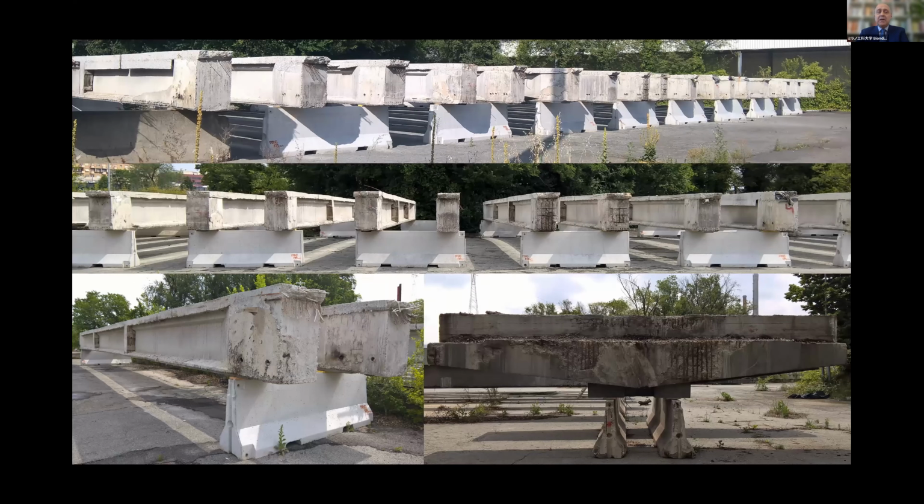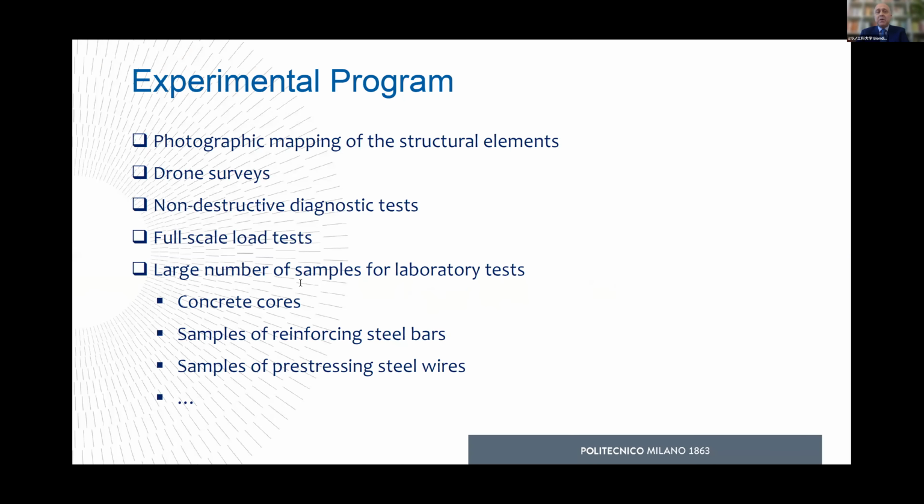The activities to be carried out in the testing site include photographic mapping of the structural elements, drone surveys, non-destructive diagnostic tests, and full-scale load tests, and these are also complemented by a large number of samples from the tested structural elements, I mean concrete cores and samples of reinforcing steel bars and prestressing steel wires, for laboratory mechanical and chemical-physical tests to be performed either at Politecnico di Milano or Politecnico di Torino.